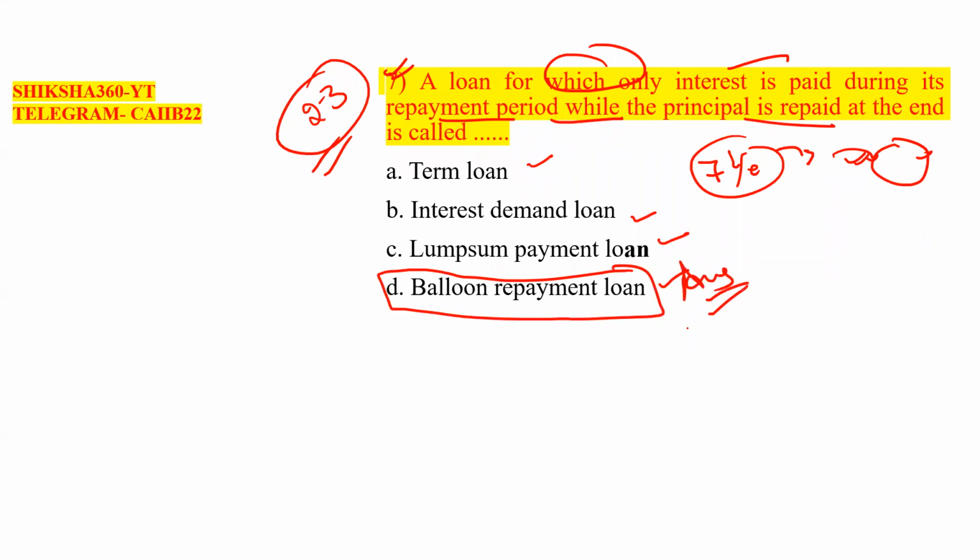So option D is the answer. That system is known as the balloon repayment loan. Option D is the answer here.